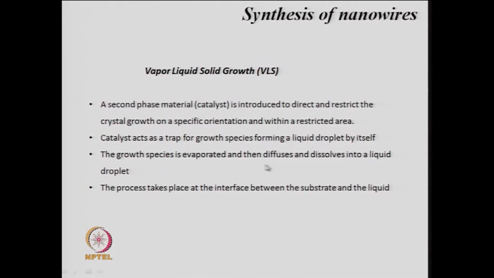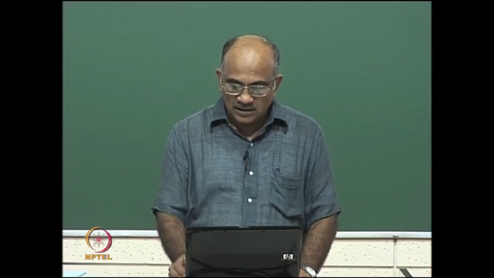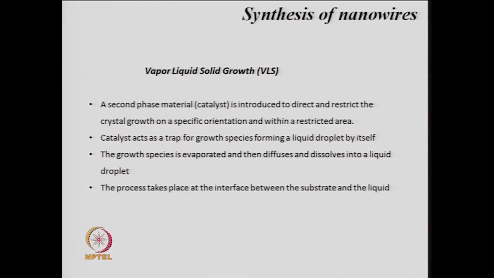Once it is evaporated, then it diffuses and dissolves into a liquid droplet, which is basically made by the catalyst, and this process takes place at the interface between the substrate and the liquid. So, there is a substrate on which this droplet is formed, as we will see in the subsequent slide, and this process takes place at the interface between the substrate and the liquid.